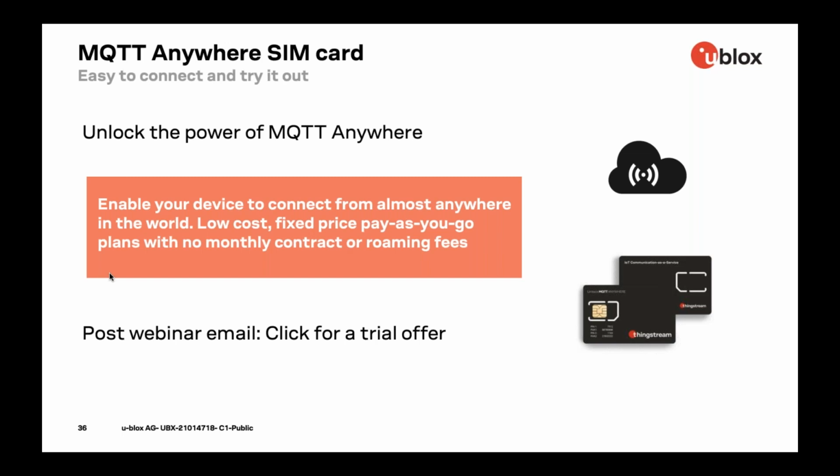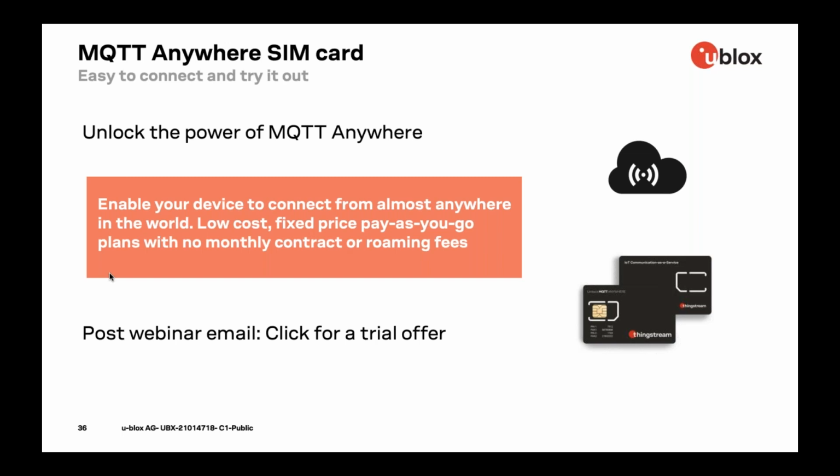A couple more questions just popping in. So Robert's asking, does our SIM provide 2G and Cat-M connectivity? Many MNOs provide SIM only for Cat-M without 2G support. Yes, that's a good question, Robert. By our SIM, he's referring to the u-blox MQTT Anywhere SIM that you can see on the screen there.